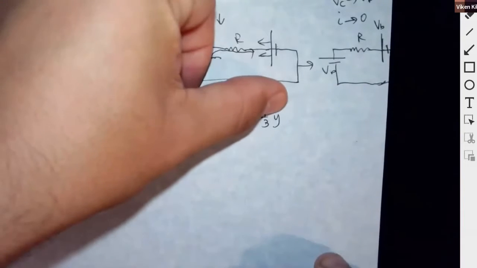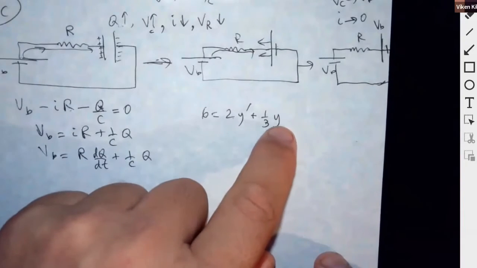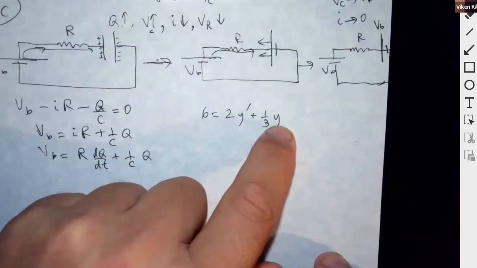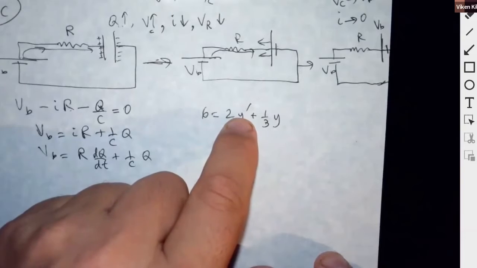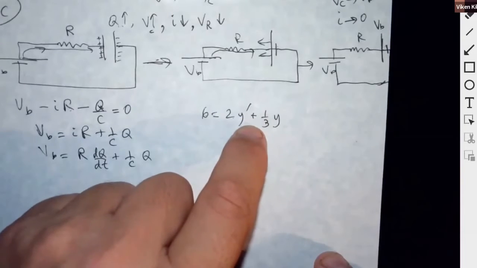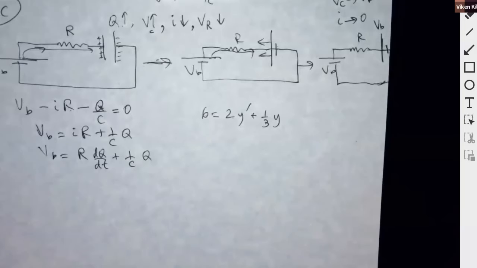What function y is there such that when you take 1/3 of that function and you add 2 times the derivative of that function, you would get a constant? So what kind of differential equation is that? Have you guys done differential equations?